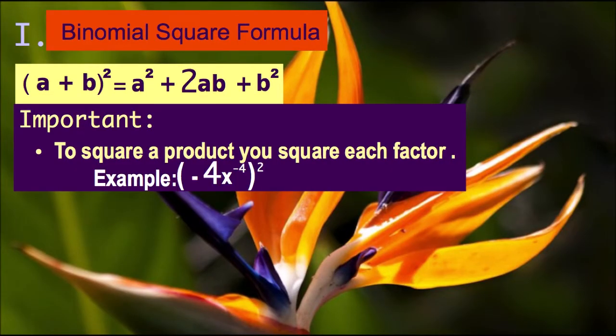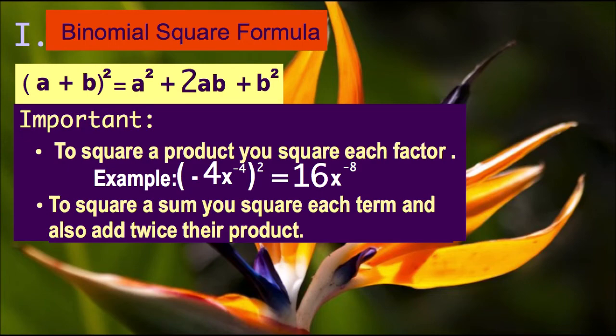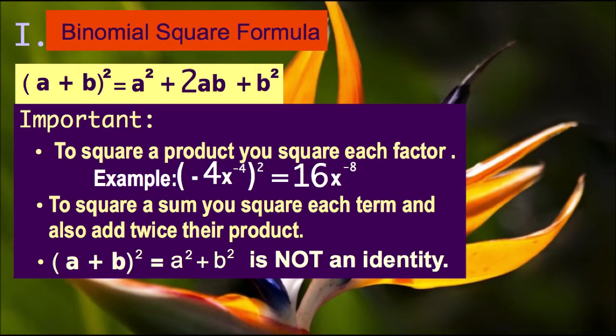Example. The quantity negative 4x to the negative 4 raised to the power 2 is equal to 16 times x raised to the power negative 8. To square a sum, you square each term and also add twice their product. (a + b) raised to the second power equals a squared plus b squared is not an identity.